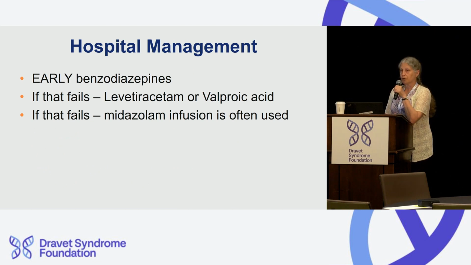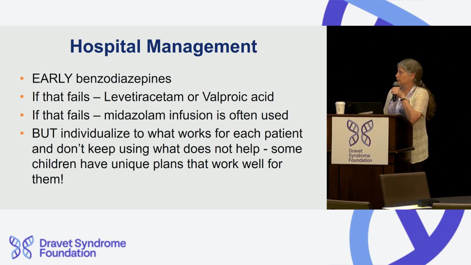In hospital, early benzodiazepines. If that fails, probably levetiracetam or valproate are the next best options. And if that fails, we often use midazolam infusions. However, I think you really want to individualize to what works for each patient. If somebody has previously been tried on levetiracetam and it never works for them, then don't keep doing something that doesn't work. Figure out what works and move on to something else. So you want to individualize to what works for each patient.